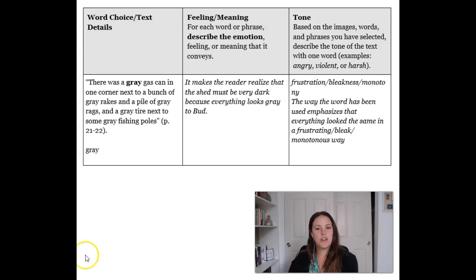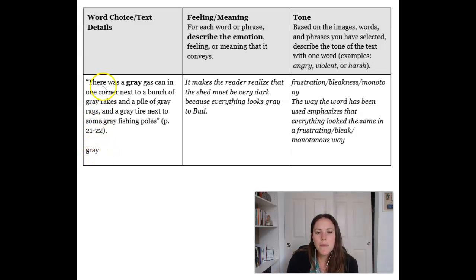So, on this page here, I have an example for you from chapter 2, page 21 through 22. And I want you to read along with me in this one sentence and look how the author, and in this case it's through the eyes of Bud, how Bud repeatedly uses the word gray over and over again. And just think to yourself, why did the author do that? What does the author want me to know? Or what kind of feeling or tone am I supposed to get from this?